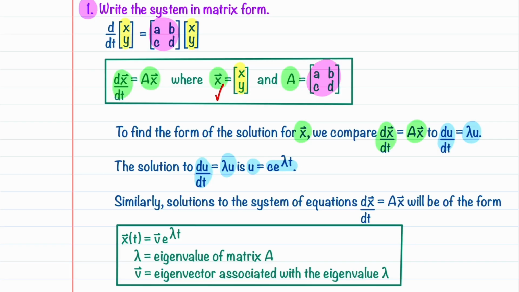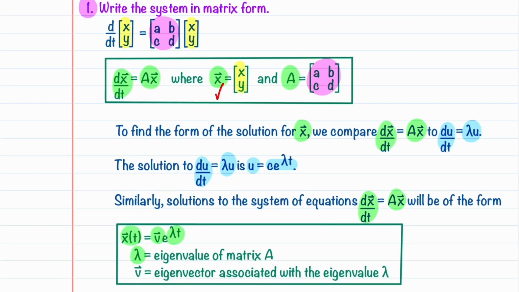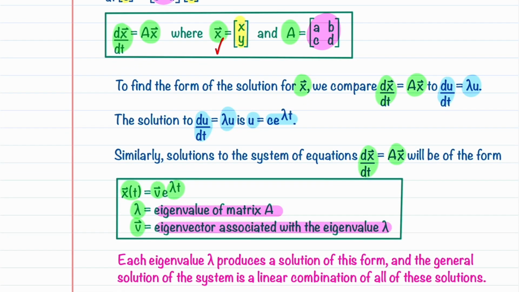Similarly, solutions to our system of equations dx/dt equals A times x are going to be of the form x of t equals vector v times e to the lambda t. Lambda is the eigenvalue of matrix A, and v is the eigenvector associated with that eigenvalue. Each eigenvalue lambda is going to produce a solution in this form, and then the general solution of our system is going to be a linear combination of those individual solutions.